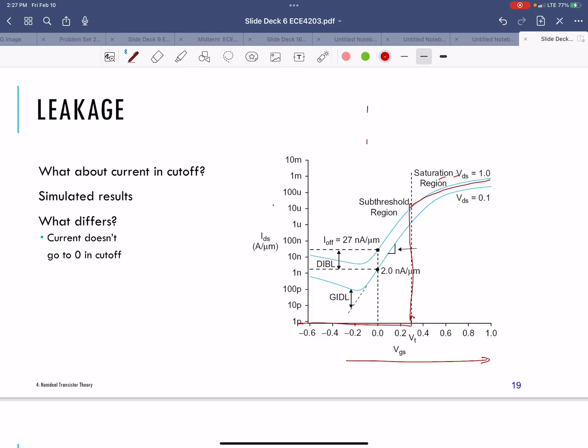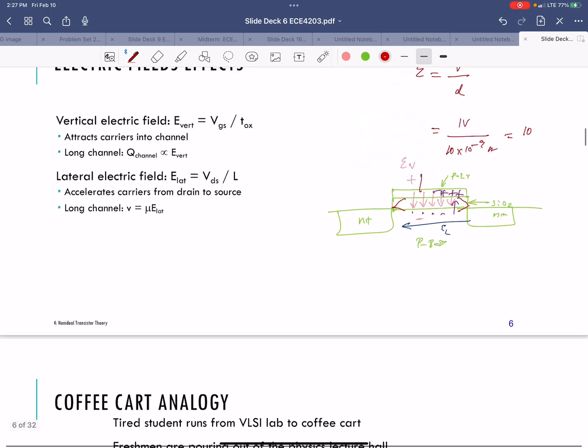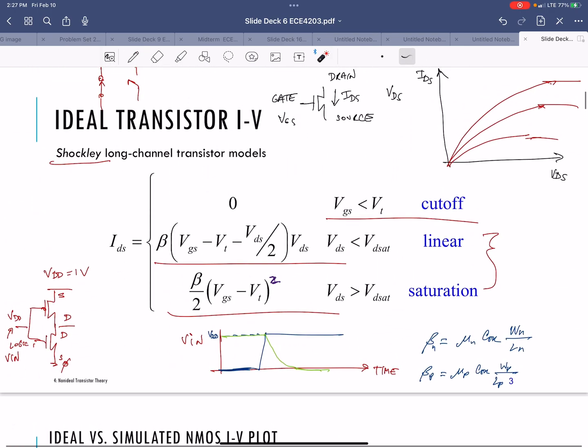That's what that first level model says. It says that if VGS is less than VT, the current is 0. Not small, not a nanoamp, 0. By the way, here's a bit of engineering, a good hint for you guys.